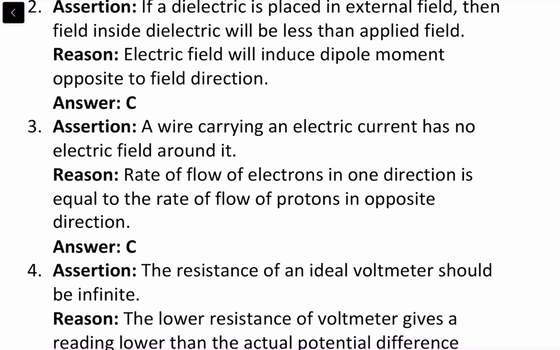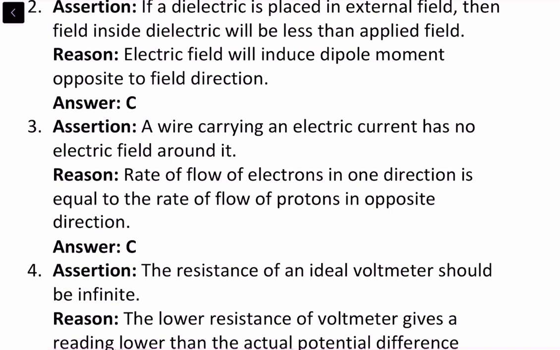When a wire is carrying an electric current, the net electric field around it is 0. Why is it 0? Because there is no accumulation of charge. As many electrons enter one end of the wire and they go out of the wire from the other end. Therefore, there is no net charge on the wire and there is no electric field around it. Assertion is true, but if you see, the reason is false. Electrons and protons, they are flowing in the opposite direction. No, that is false. So the reason is false. Rate of flow of electrons in one direction is equal to the rate of flow of protons in the opposite direction.